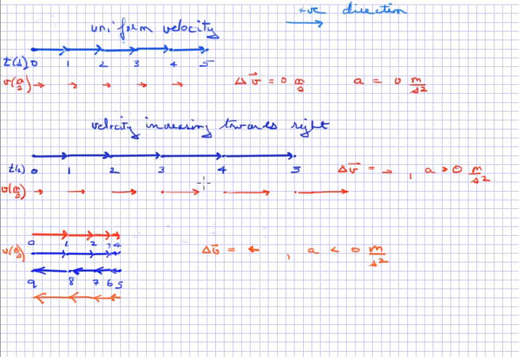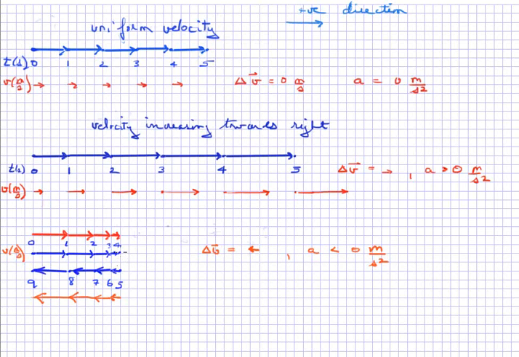Here the velocity is increasing. The delta V is 1 unit to the right. In other words, to get this velocity, I'd take the previous one and add this guy to that guy to get that guy. And then I add this guy to that guy to get that guy. And I add this guy to that guy to get that guy. And so the delta V is to the right. And that means the acceleration is bigger than 0 meters per second squared, with the understanding that to the right is positive. That corresponds with a positive acceleration.